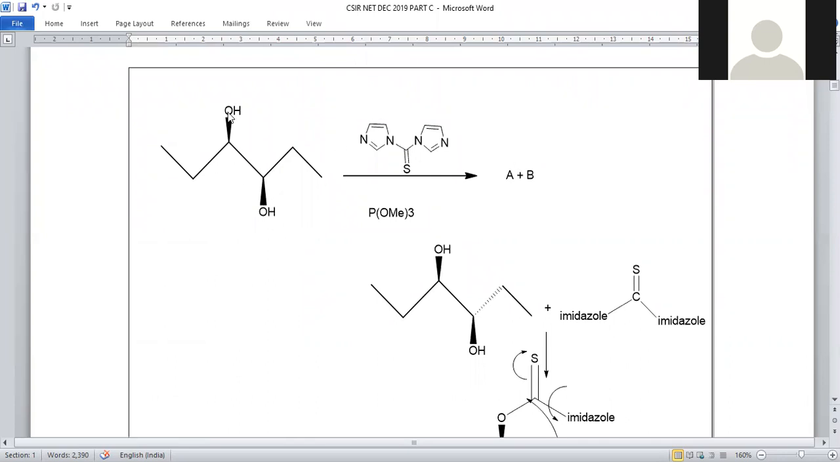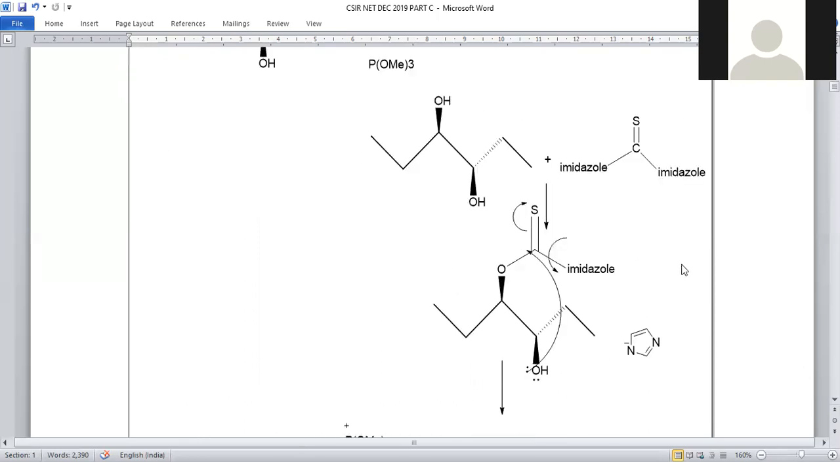It is a kind of nucleophilic addition. The lone pair of electrons present on the oxygen will be bound to the carbonylic center. When this oxygen's electrons attach onto the carbonylic center, what happens? One of the imidazole moieties will be eliminated. It is a nucleophilic addition at this carbonylic center, and the subsequent imidazole moiety will be removed. Then one more hydroxy group is also there.